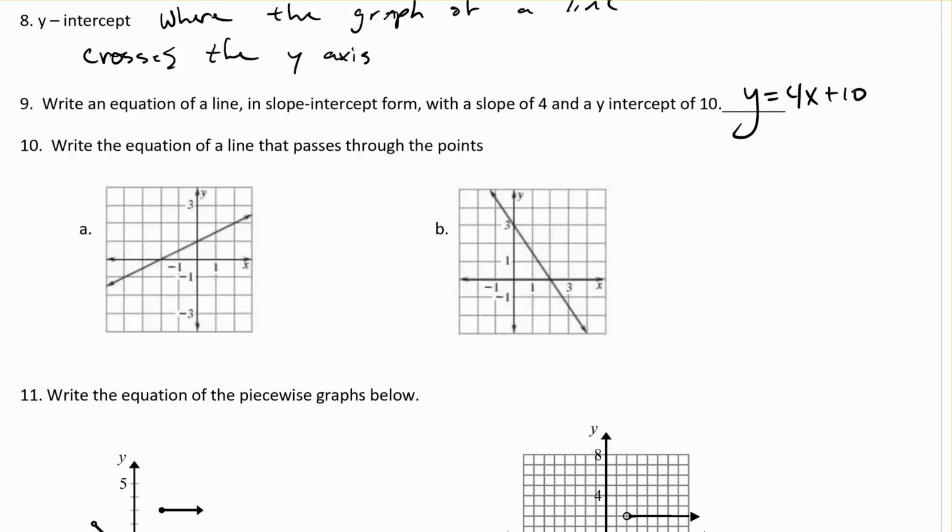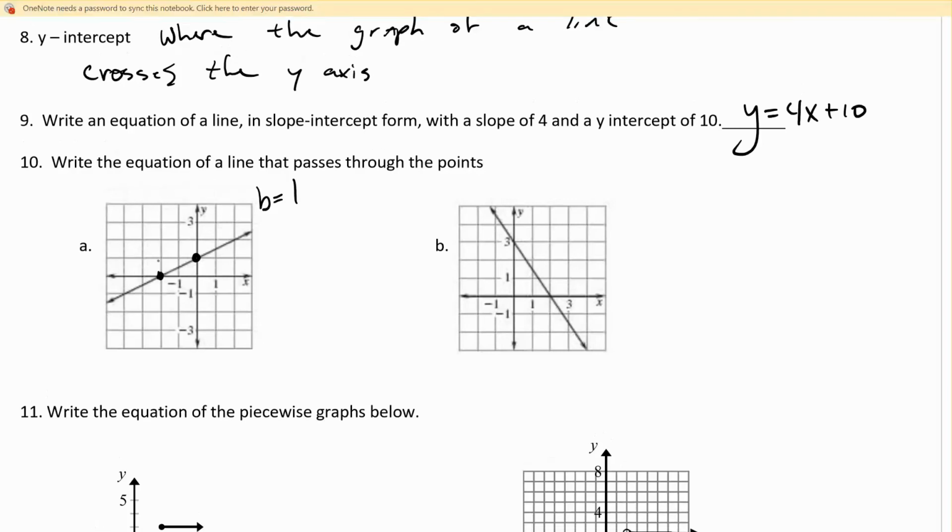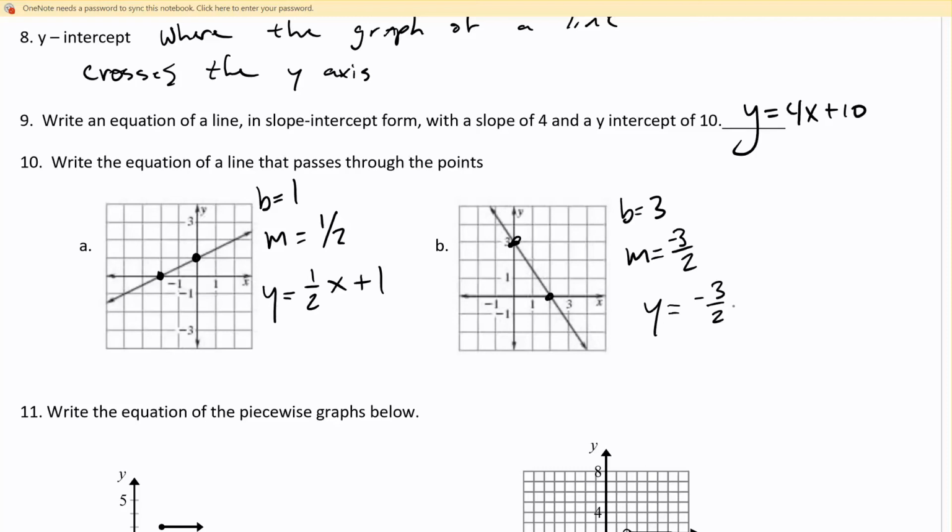Write the equation of the line that passes through these points. We can see that we've got a y-intercept of 1 and a slope from one lattice mark to another. We're going up 1 over 2, so that's y equals 1/2 x plus 1. Our next one, we have a y-intercept of 3 and a slope of down 3 over 2. So we get y equals negative 3/2 x plus 3.